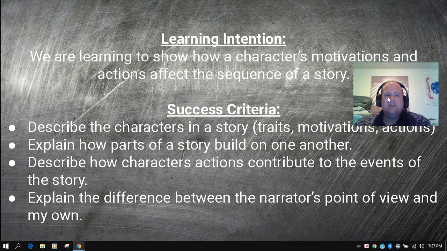We will be successful today when we can describe the characters in a story by their traits, their motivations, their actions, maybe their point of view, explain how parts of a story build on one another, describe how characters' actions contribute to the events of the story, and then explain the difference between the narrator's point of view and my own or your own. So we're going to put everything we've learned about point of view, motivation, and character traits all into this one intention and really dig deep into those characters.